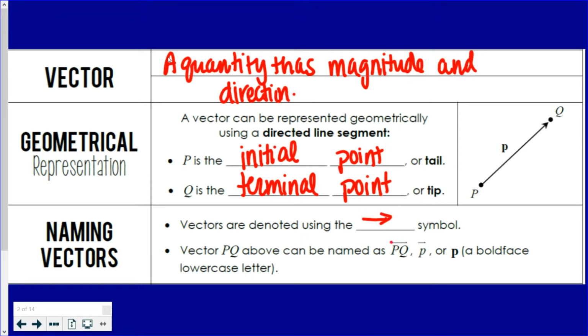Vectors are denoted using this arrow symbol. It's kind of hard to see, but these are like half arrows like this. Sometimes you'll see it with a full arrow on top like that. When you start getting into vector calculus, they don't really put these arrows on each time. They just denote vectors by a bold face, lowercase letter, and that means vector.